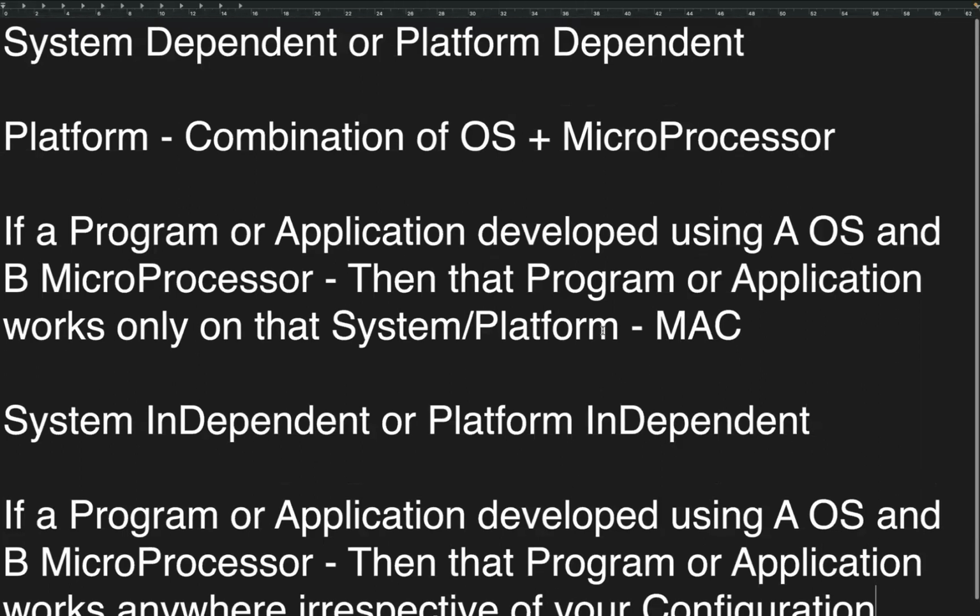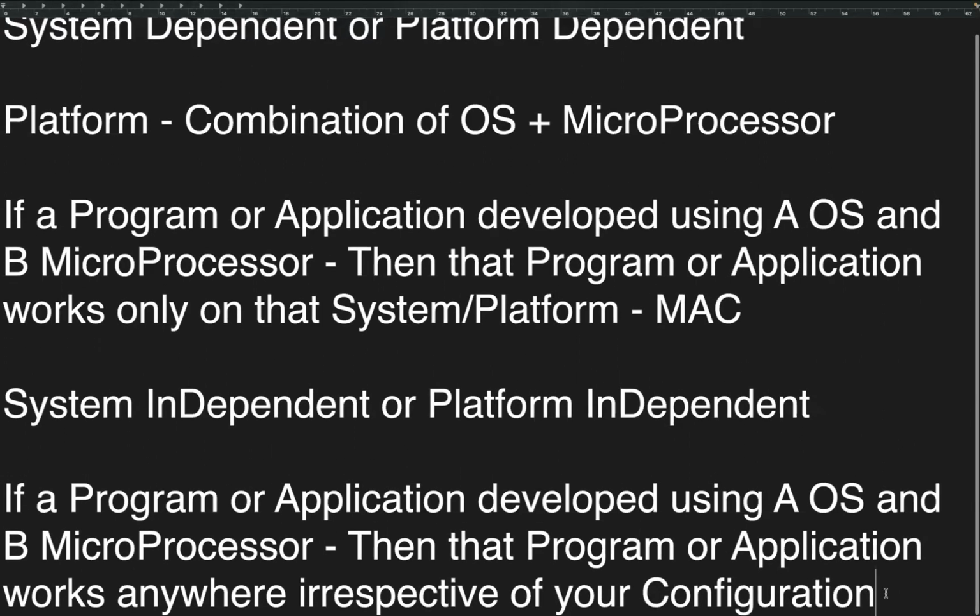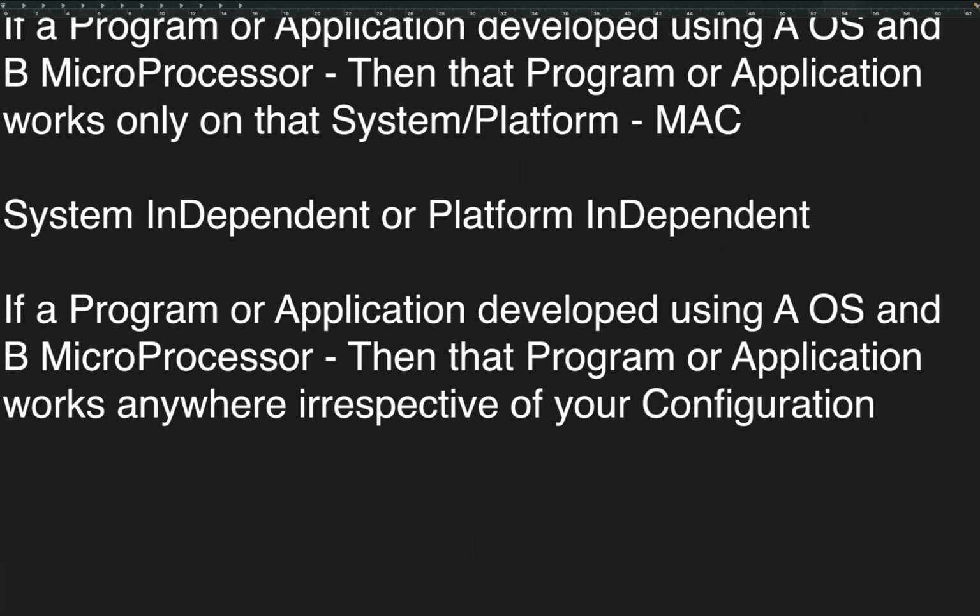Dependency means there are some dependencies related to the microprocessor and operating system. Independence means we don't have any dependency. In the sense, it will give consistent and portable results. A portable result is when a program or application gives the same result irrespective of your platform or configuration. Then we can consider that as system independent or platform independent.